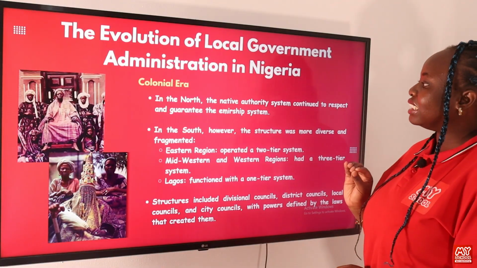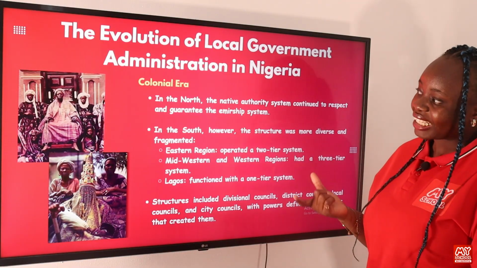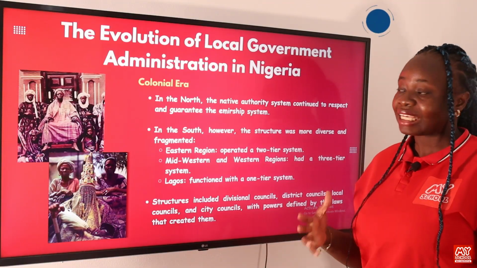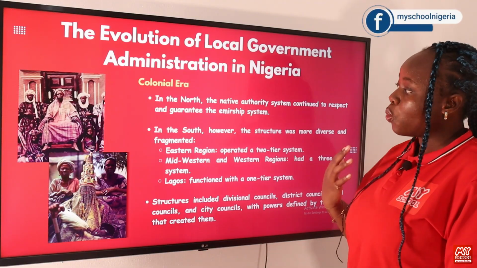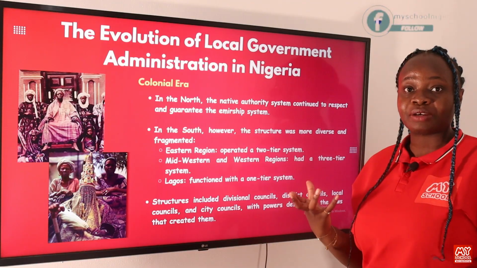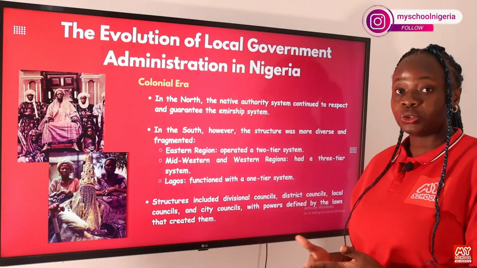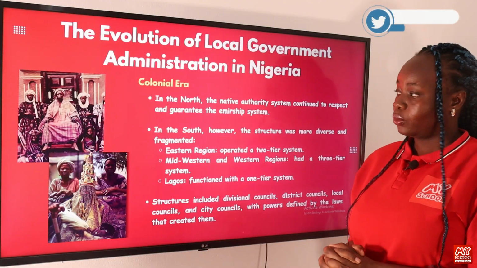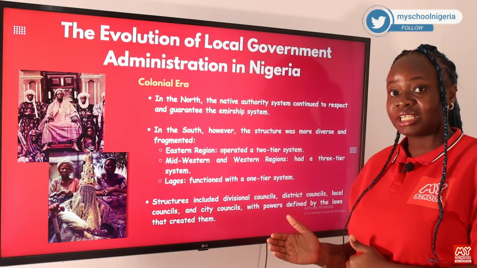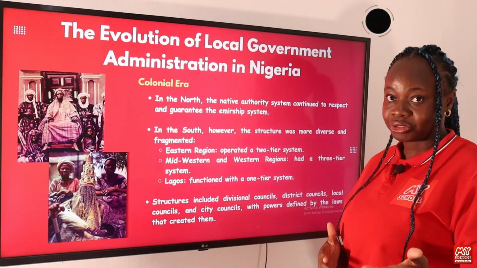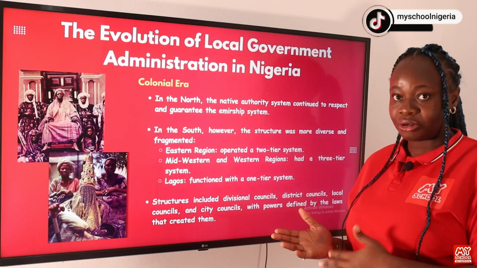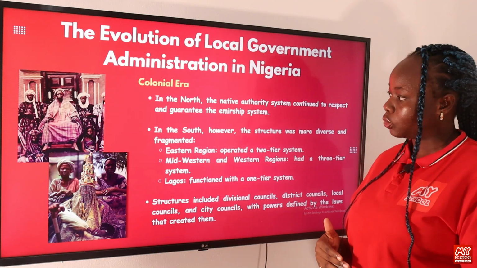All right, so in the north, the native authority system continued to respect and guarantee the emirship system. Again, they felt the emirs were divine rulers, and so they respected the emirship system at that time. So it was very difficult to transition into that new system of administration in the north. So in that sense, they had a two-tier system whereby you have the colonial authorities at the top and the emirs who were receiving policy direction from the colonial authorities.